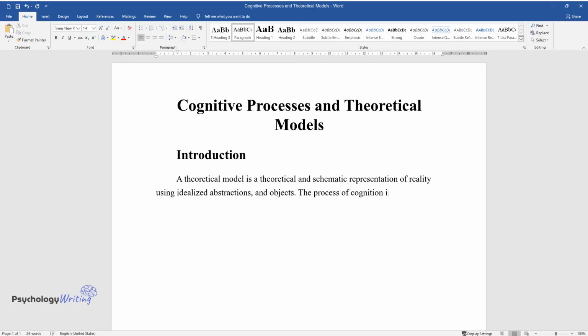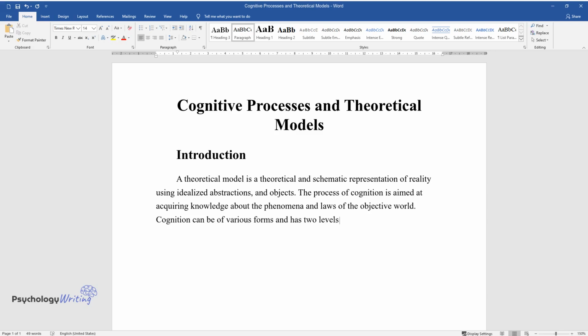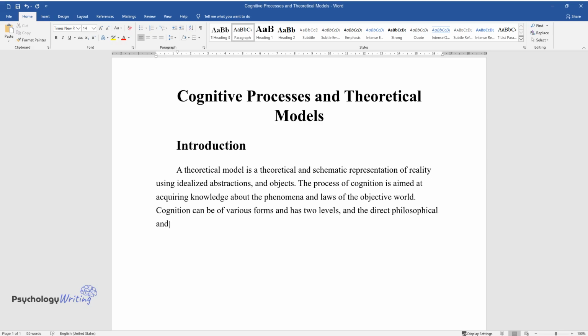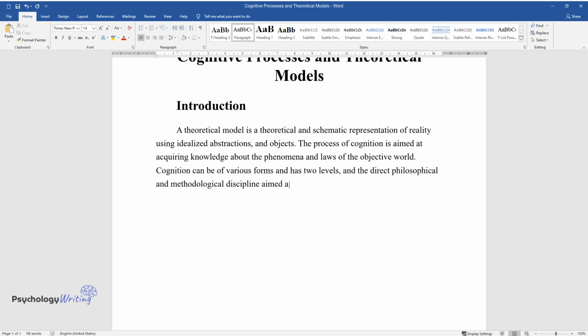The process of cognition is aimed at acquiring knowledge about the phenomena and laws of the objective world. Cognition can be of various forms and has two levels, and the direct philosophical and methodological discipline aimed at studying the structure of knowledge is called epistemology.